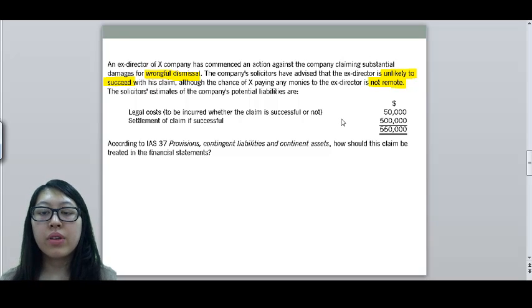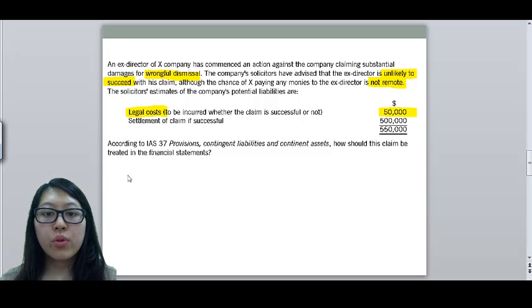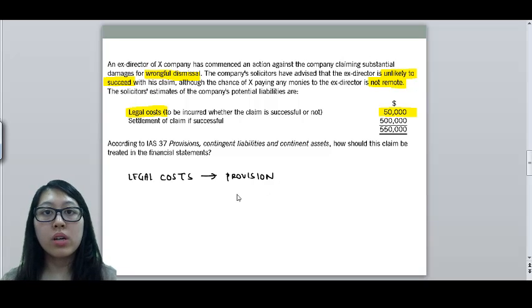The solicitor's estimates of the company's potential liabilities are legal costs, which are to be incurred whether the claim is successful or not, and settlement of claim if successful. So currently we've hired our lawyers and we know that we have to pay these legal costs of $50,000. This is definitely we're going to have to pay. So we know that there's a reliable estimate, $50,000, and it is probable of us having to have an outflow of $50,000. So we can say that for the legal costs, we should recognize a provision. Okay, because no matter what, whether we succeed or not, we're going to have to pay that $50,000.